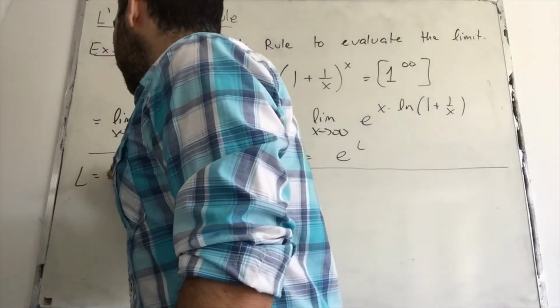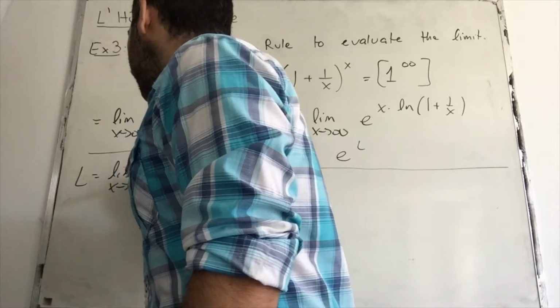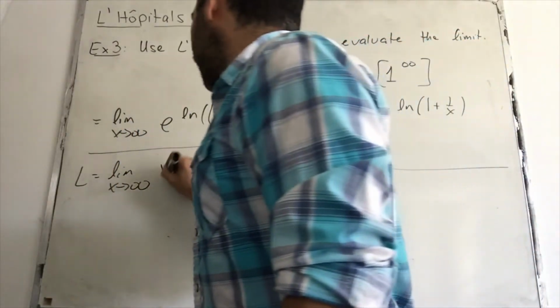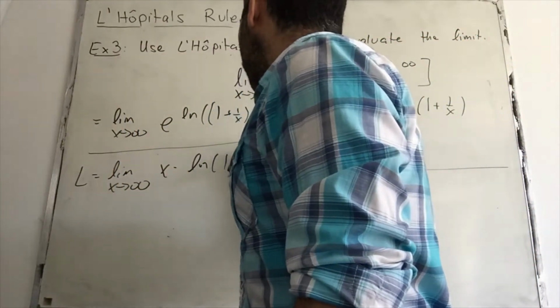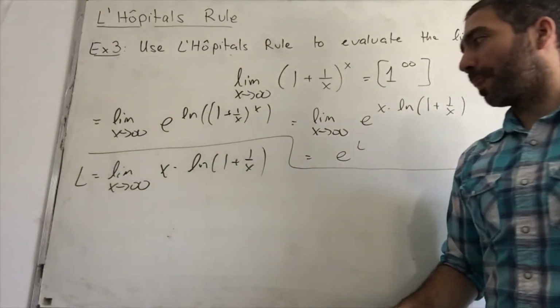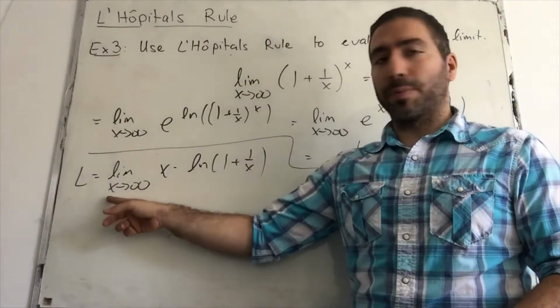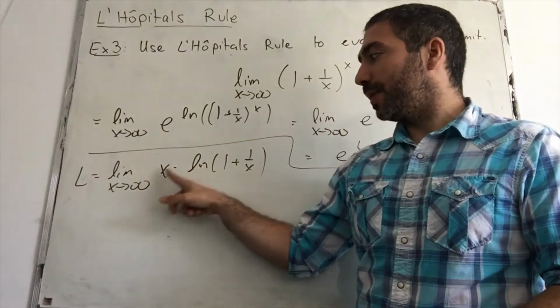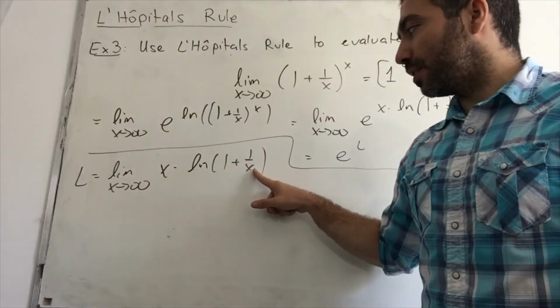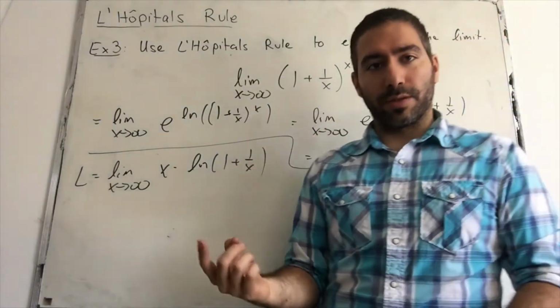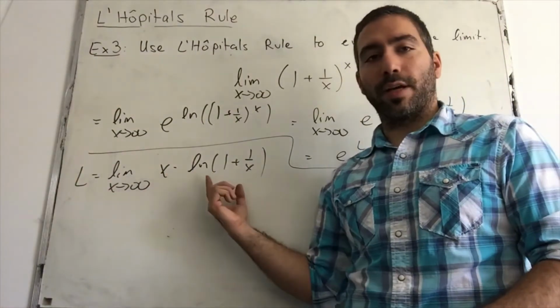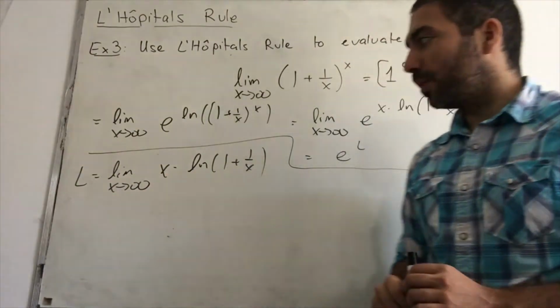So L equals the limit as x tends to infinity of x times ln of 1 plus 1 over x. What type of indeterminate form do we have here? Well, we're replacing x with infinity. So we have infinity times, 1 over infinity is 0, ln of 1 is 0. So we have infinity times 0. We have a case 2 indeterminate form.